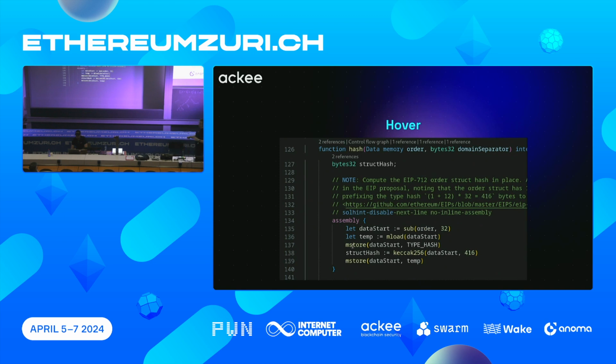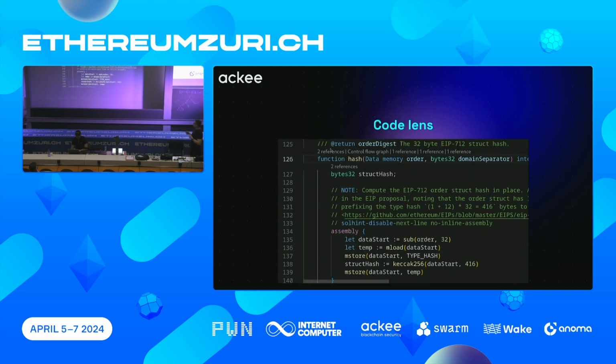So it's possible to define text that should be shown whenever someone uses the mouse to move over some text in the Solidity smart contract code. So this is the first feature that is supported by LSP printers. The second one is code lenses.